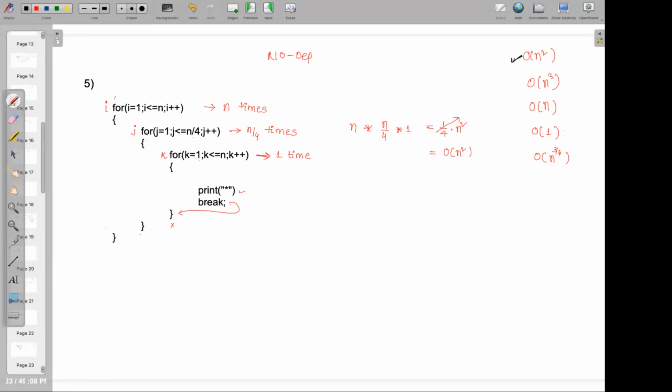Order of 1, no way. Order of n also, no way. But n cube, right now I don't want to say. So order of n cube is the answer. I hope it is clear.